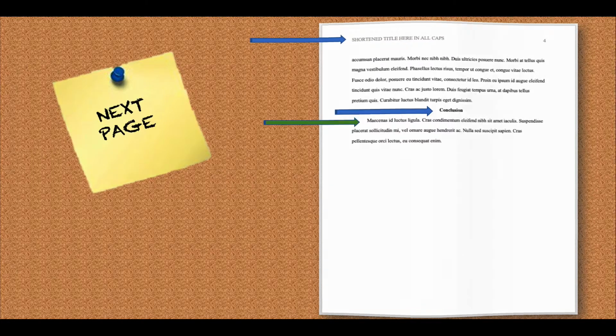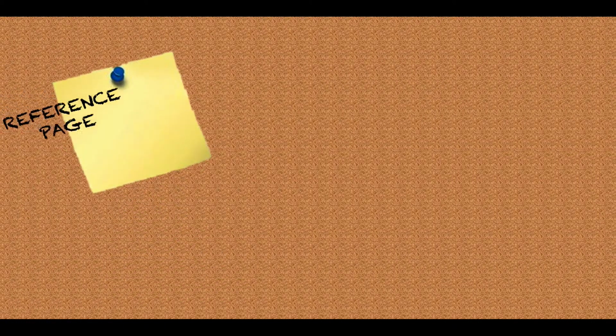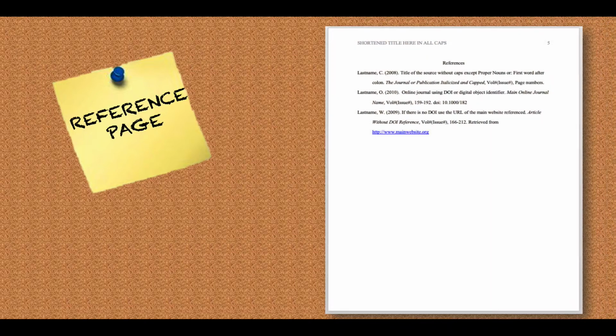Next, is the reference page. And yes, it is on a separate page. The references page is on a separate page. Do not include it with the other information. There's your running head again. The word references is centered, but it is not bold. Centered, but not bold. Times New Roman, 12-point font. Everything is double-spaced consistently, as you can see.